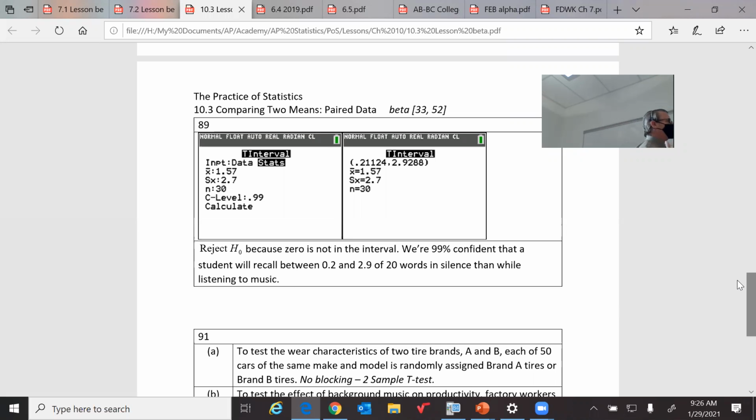See, they give you different things. The p-value says the probability of getting what we got or more extreme by chance alone. The interval is telling you you're 99% confident that the true difference is in the interval. And the interval is saying essentially 2/10 to 2 9/10. The student will recall between 2/10 and 2 9/10 of 20 words in silence more than while listening to music. That their recall goes up by between 2/10 and 2 9/10. I don't think I worded that very well.